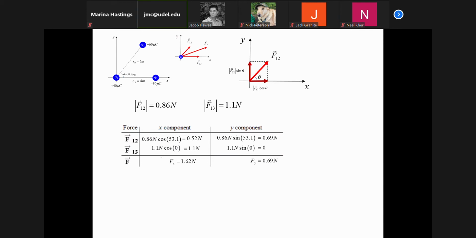Trouble speaking today. Okay, so now we can construct the resulting vector from both forces, F21 and F31, or vice versa. And so we now just write this in the following way.